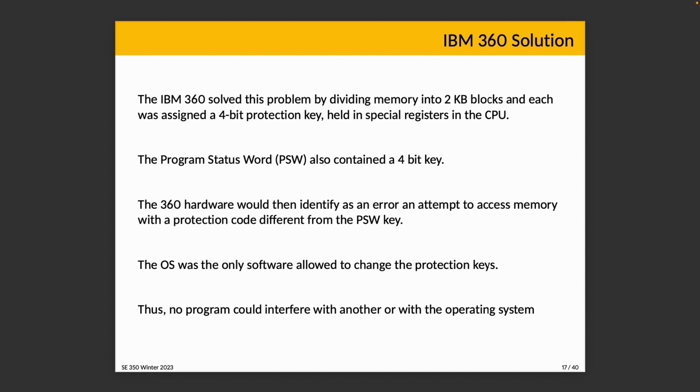And the 360 had some hardware support that would detect as an error any attempt to access memory that had a protection code different from your key. And the operating system was the only one allowed to issue or change the keys, making it, again, more difficult for you to accidentally do the wrong thing. And no program could then interfere with one another or with the operating system, which is generally good.